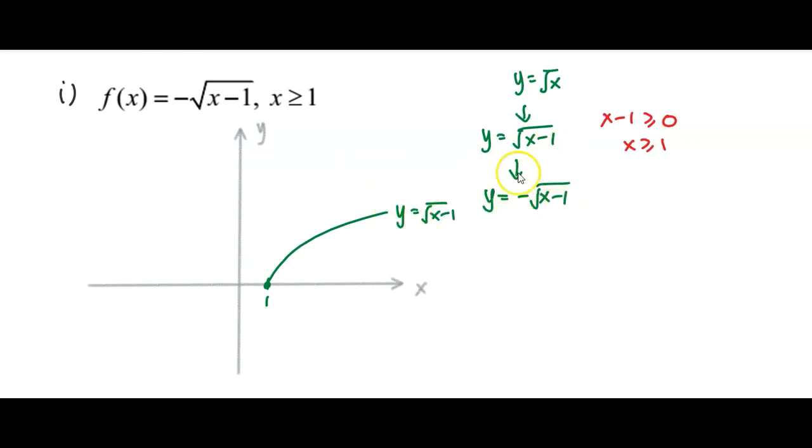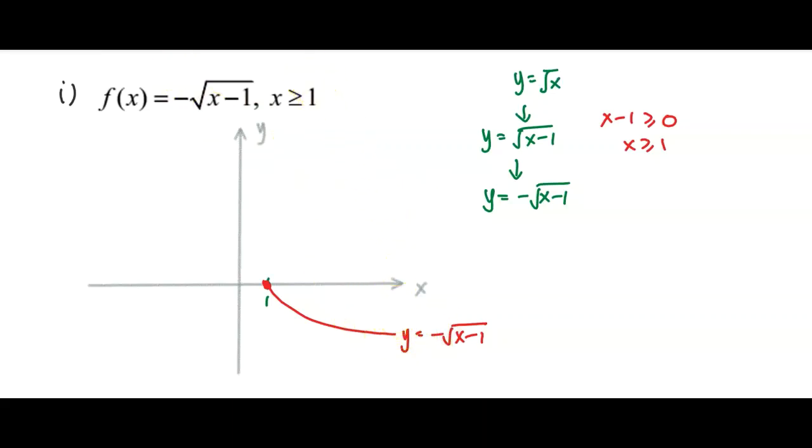Okay, so now we go to the last stage of the graph, that is obtaining the negative square root of x minus 1, which you will reflect this graph over the x-axis, and you obtain this. Okay, so this is your graph of y equals negative square root of x minus 1. And the graph that you sketched just now can be erased off.